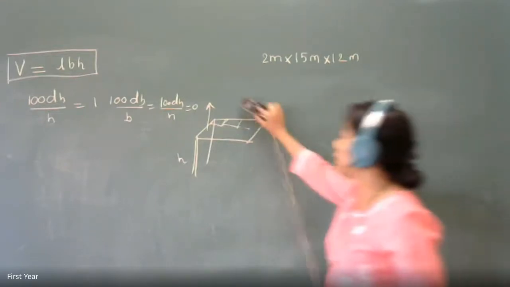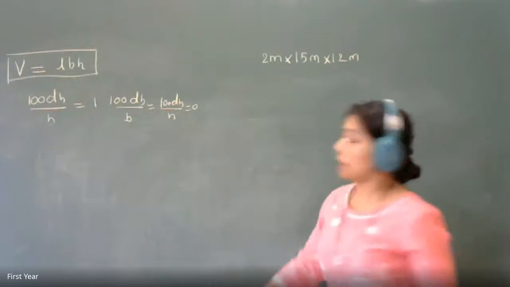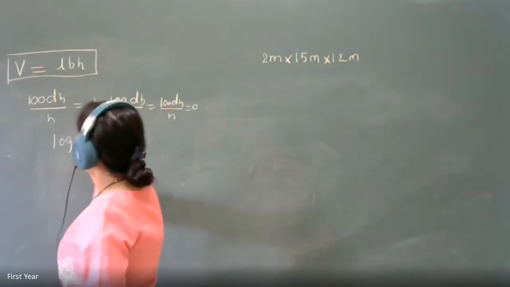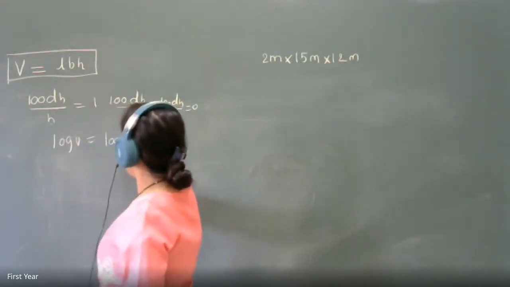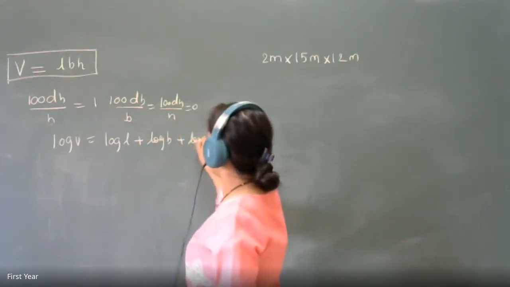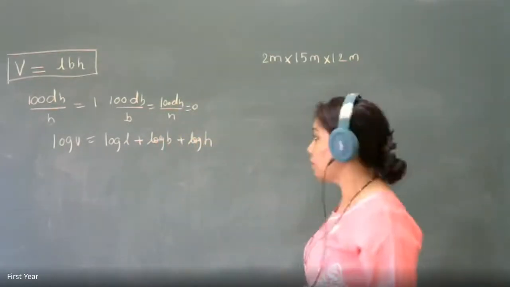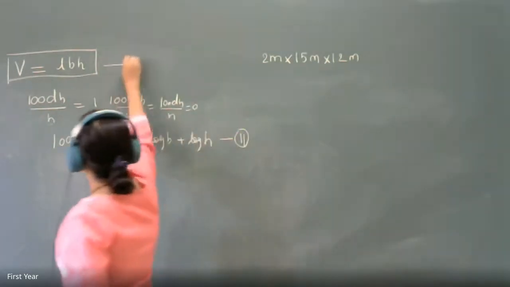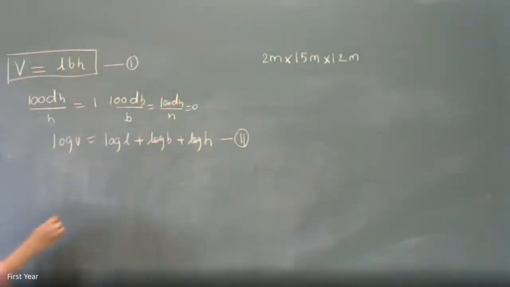Okay. So let me write down the formula. V is equal to LBH. Therefore, log of V will be log of L plus log of B plus log of H. And therefore, differentiating this equation, I'll call this 2, this is 1. Differentiating, what we get?